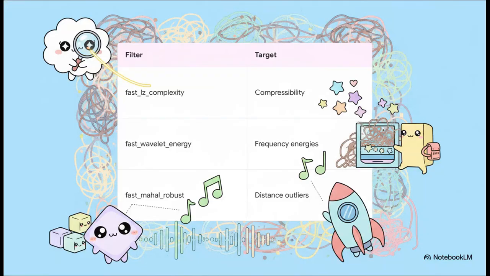And to do this successfully, the code relies on incredibly complex mathematical filters. For instance, fast LZ complexity maps exactly how compressible the data is. Fast wavelet energy isolates specific frequency energies hidden within the broader data stream. And fast Mahal robust mathematically identifies statistical distance outliers. These abstract formulas are doing the exact same thing as our geologists and our intelligence officers. They are ruthlessly isolating the true, actionable signal from the chaotic, deafening noise of the financial markets.